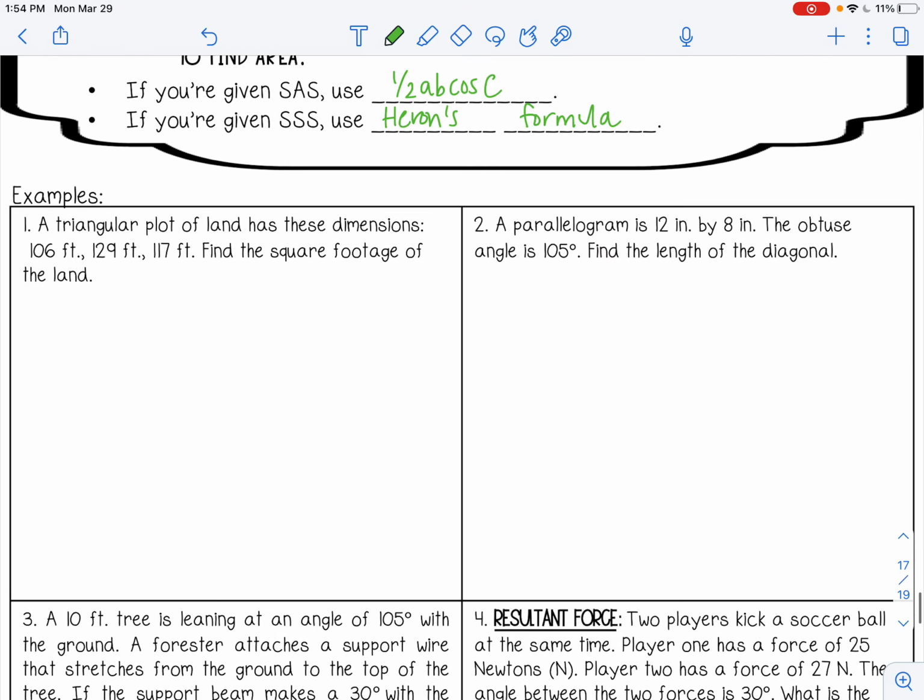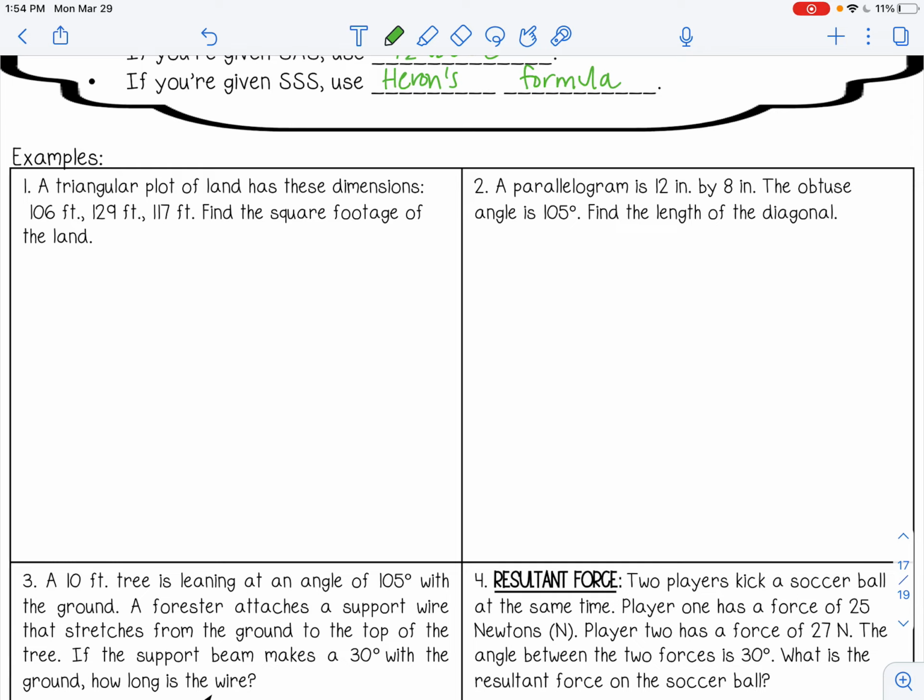Okay. Number 1, a triangular plot of land has these dimensions, 106, 129, and 117. And we want to find the square footage of land. Square footage means feet squared, or area. And we're given sides, no angles, so we're going to use Heron's formula here.